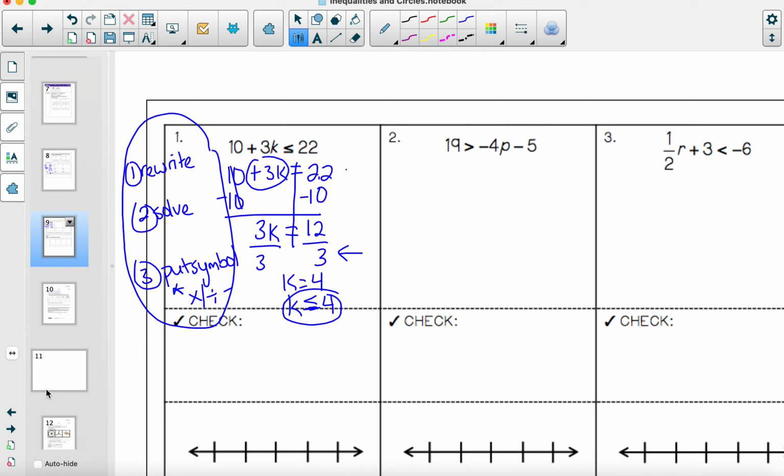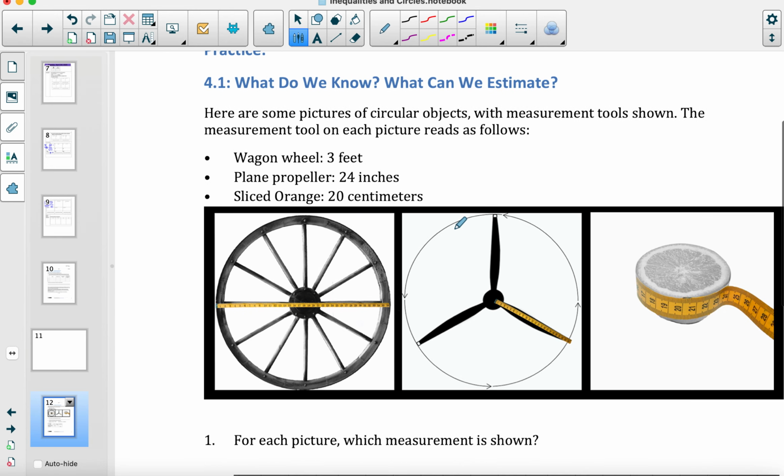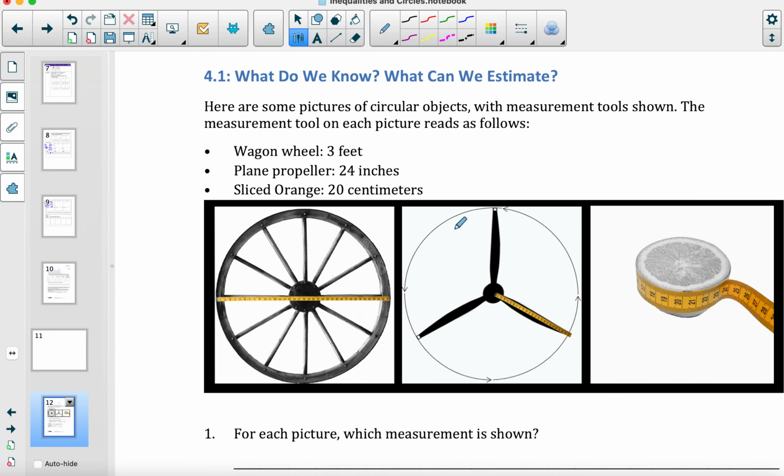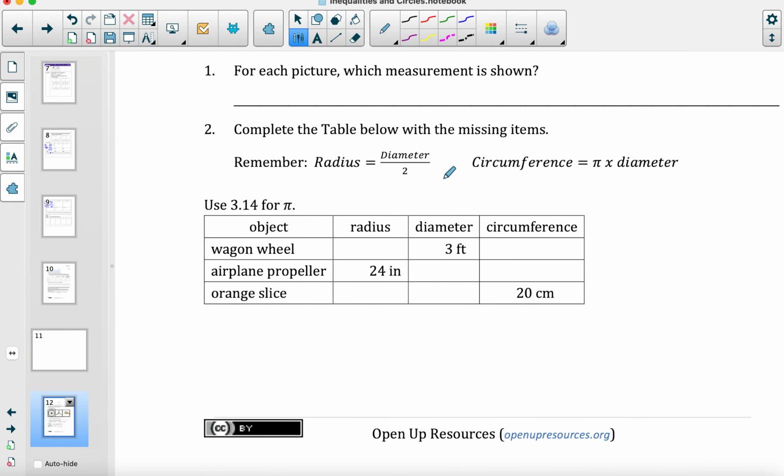So now what I want to review is our circles. So yesterday we did our circumference activity, and we talked about how diameter and circumference are related by that number called pi. So remember, pi is equal to 3.14, or we can use that pi symbol that's on our Desmos calculator. And we talked on Monday about radius and diameter.